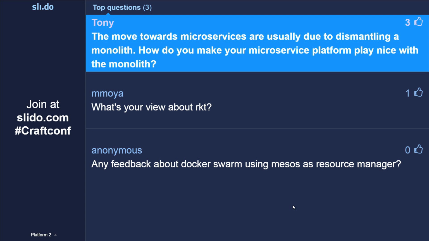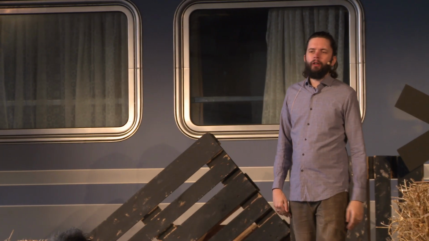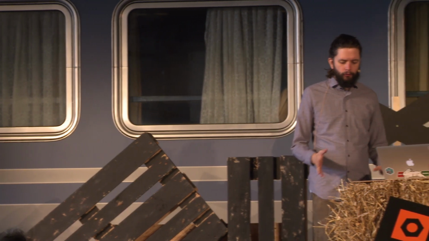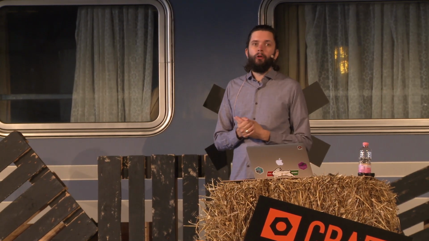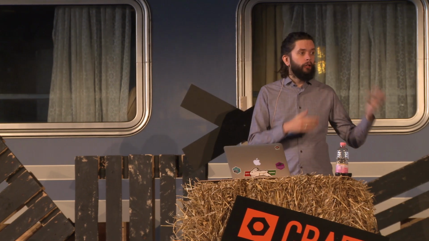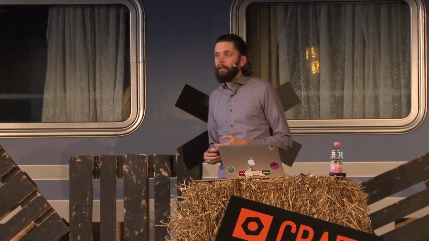Let's try Momoya's question. Can you see that one? What's your view about Rocket? So for those who don't know, Rocket is CoreOS's container format. They were worried, or at least their public view was that they were worried about some of the security decisions that were made with Docker, some of the issues with how users are managed and things like that. They felt that those concerns weren't being addressed, and so they decided to create their own underlying container format that was built from the ground up with more security in mind.